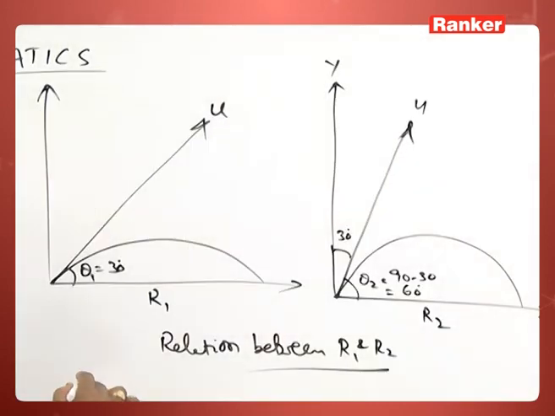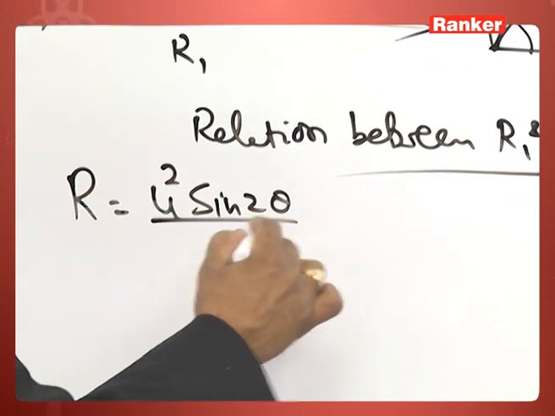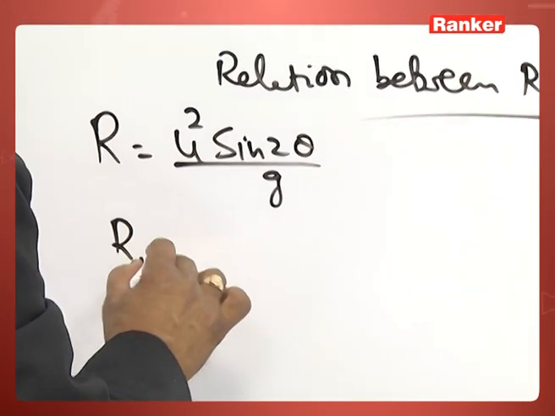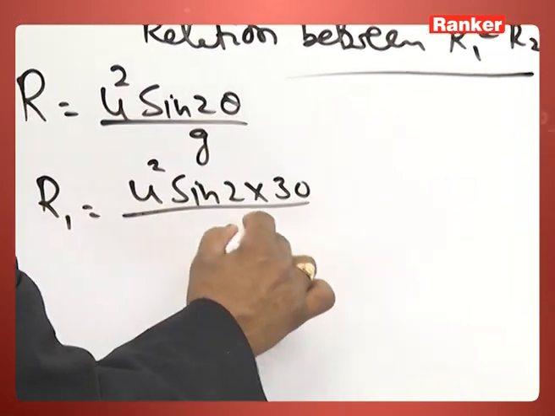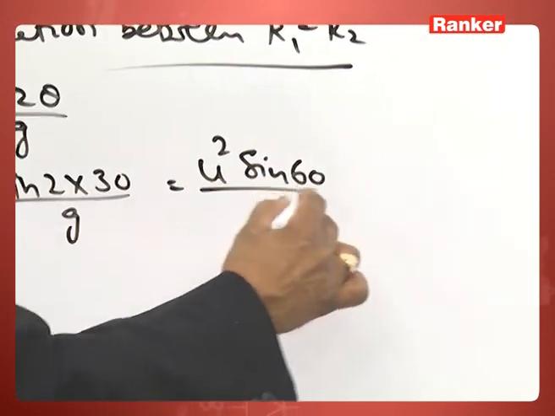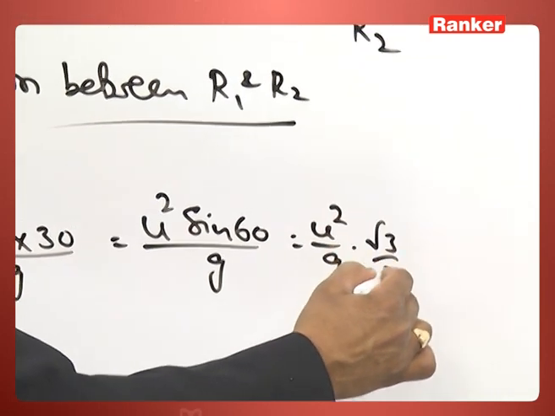Here, what is the range formula? R is u square sin 2 theta by g. And here, find the range R1 in the first case: u square sin 2 into 30 by g. That is u square sin 60 by g. That is u square by g times sin 60, which is root 3 by 2.